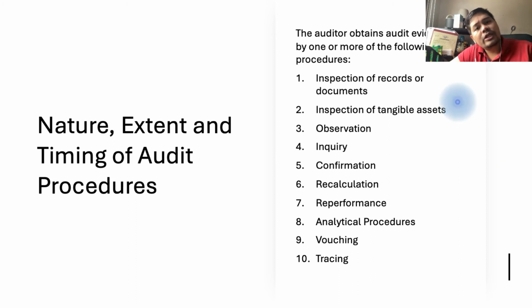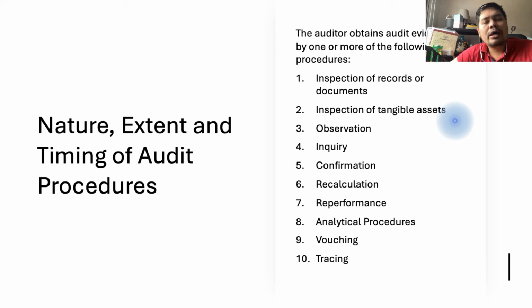Okay? Also, the auditor here obtains audit evidence by one or more of the following procedures. So we have here different audit procedures. So I think this was already mentioned in the assurance principle. So for number one, inspection of records or documents. Okay, so this is where we look at the documentary evidences. Okay. Number two, inspection of tangible asset. This is specifically true if you want to check the existence of the tangible asset. Okay. Number three, observation. Again, the observation would include observation of inventory count, observation of cash count. Okay, so that's observation.